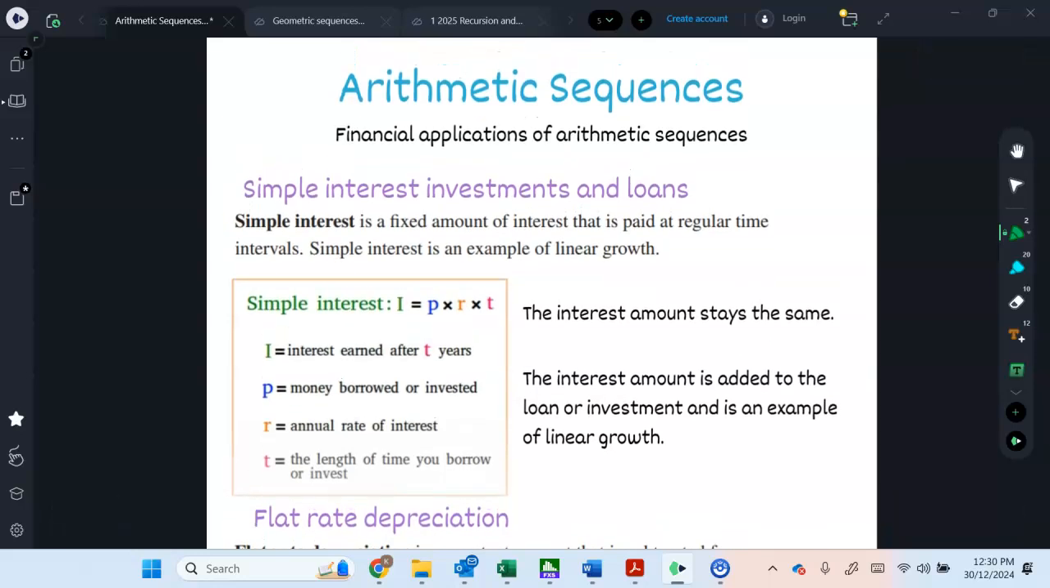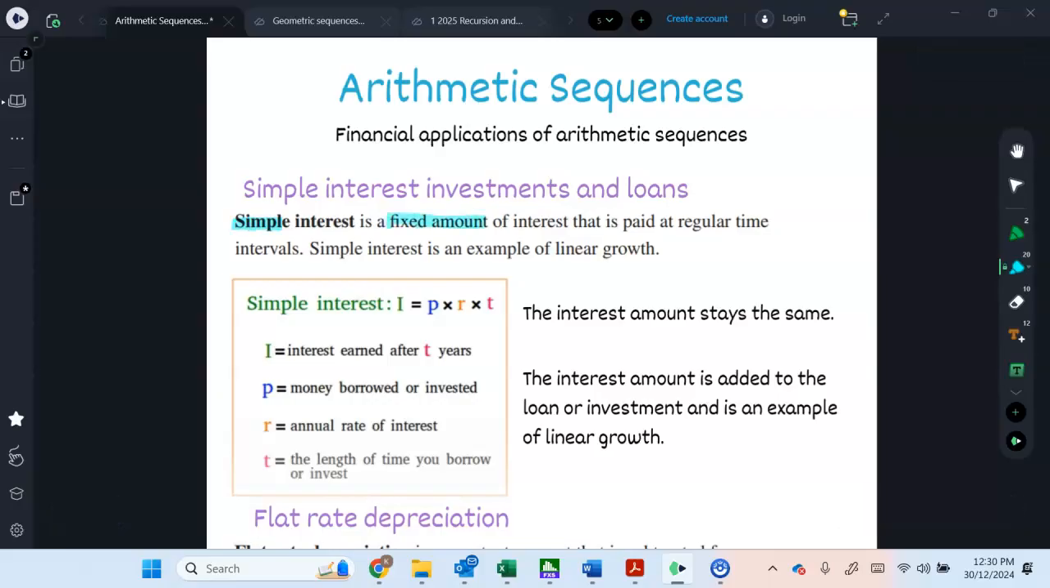Now, simple interest. You're either going to have simple interest or compound interest. Compound interest is an example of a geometric sequence, whereas simple interest is an example of an arithmetic sequence. So simple, basically because we're going to go up by the same amount, so a fixed amount each time.